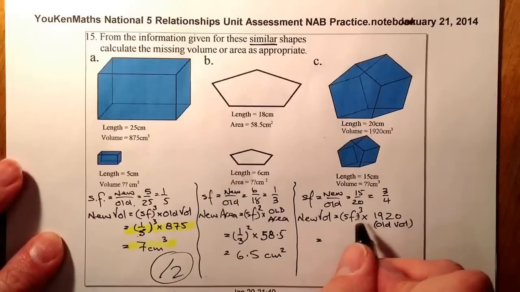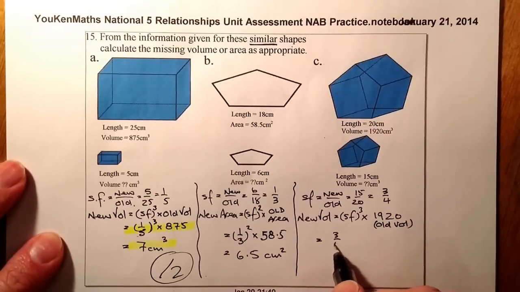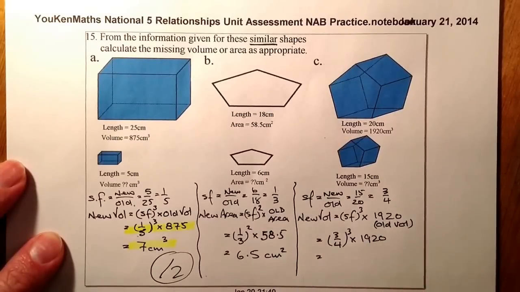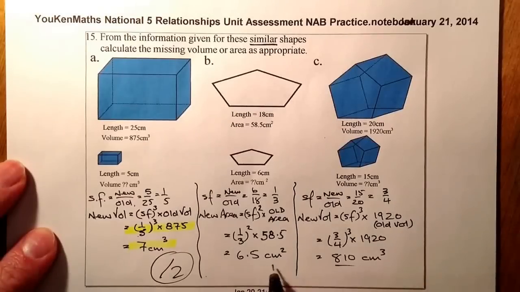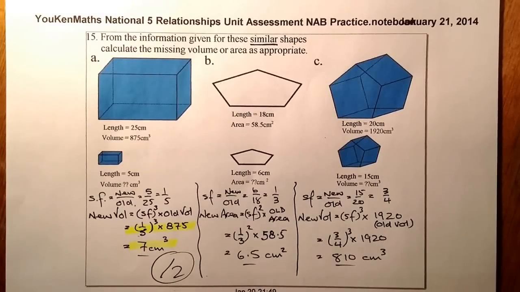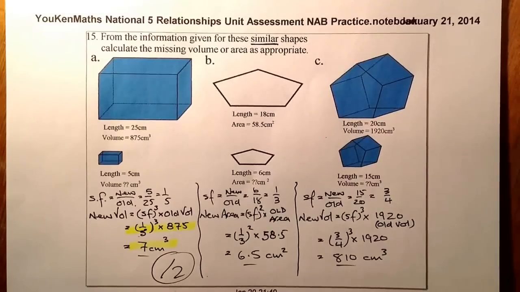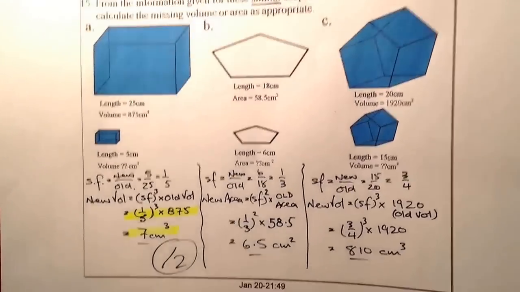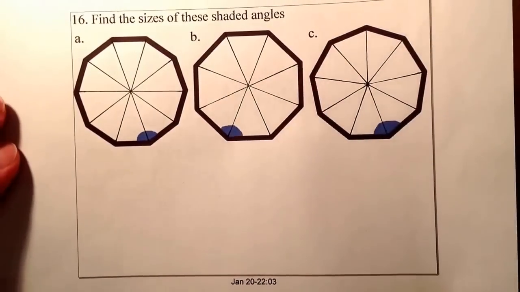So if I put that all into the working, I'll get 3 over 4 cubed times 1920, and into the calculator with that, and that'll give 810, and that's going to be centimetres cubed for the volume. Okay, so that question is complete as well. Right then, so the last question in this section is question 16.